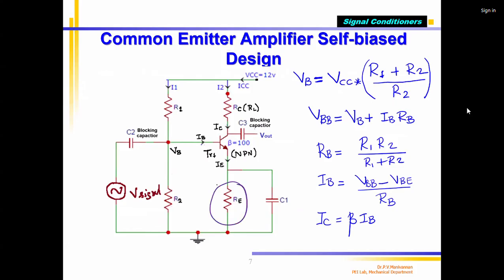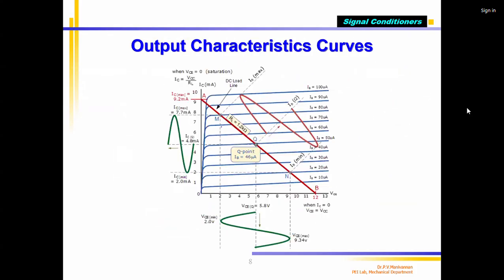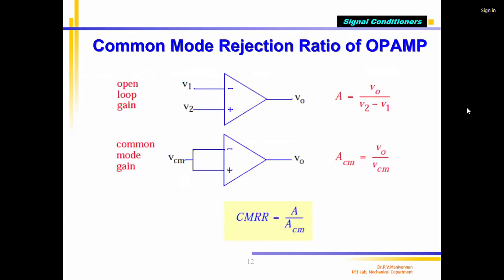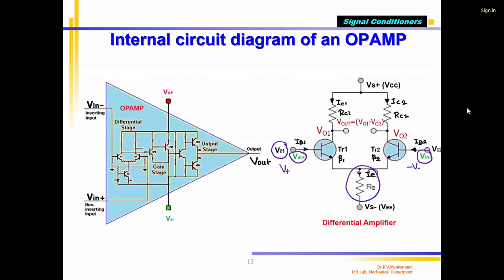Correct? RE. So here for each transistor we need a RE. Instead of that, in a differential amplifier, I am having a common RE, one resistor through which both the IE, this is called emitter current 2, I call emitter current 1, both will be added and go to the minus power supply. Plus power supply is given to the collector. So this is called a differential amplifier.